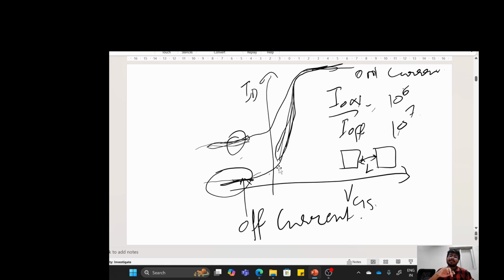So if we decrease the channel length, let us say this is the source and this is the drain, then this turn off current will be higher. So there will be a power dissipation during the off state as well. That is why your mobile phone's battery keeps draining while you are not using it.